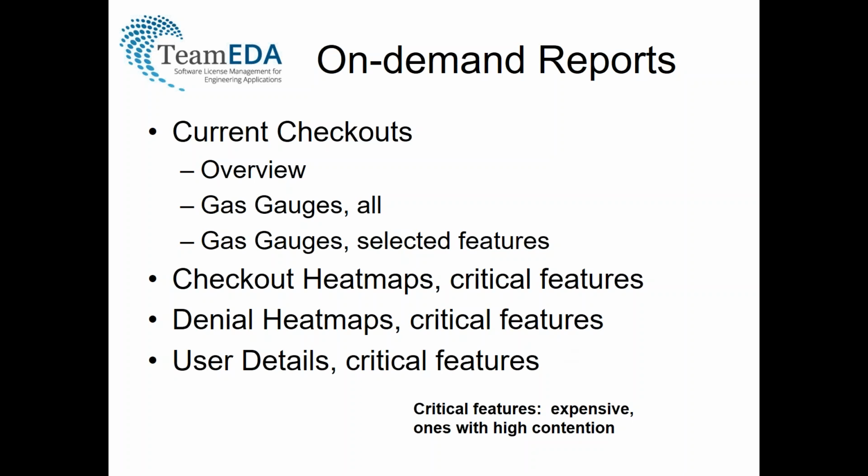The key here is that these are reports that you're going to save as a favorite or have in your user dashboard, so that when you click on them, it'll bring up that specific report with the most current data in it. If it's a 7-day report, it's going to be the last 7 days. If it's a 30-day report, it's going to be the last 30 days worth of data. If it's a current checkout report, it's going to be the current checkout data.